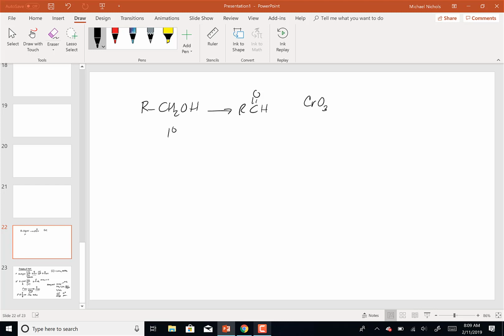chromium trioxide mixed with pyridine and another reagent. So this is called, there's a version called PDC, and so that reagent will stop at the aldehyde. The pyridine basically kind of poisons the oxidizing capability of the chromium trioxide.